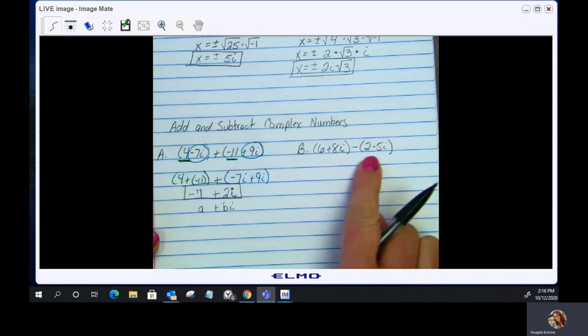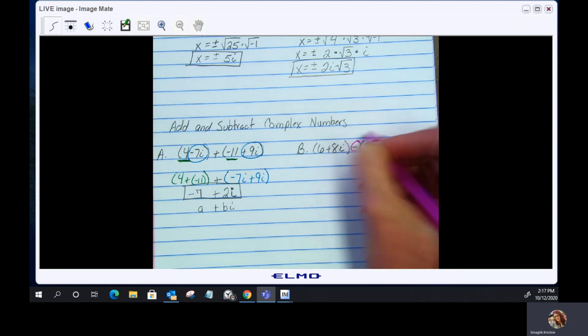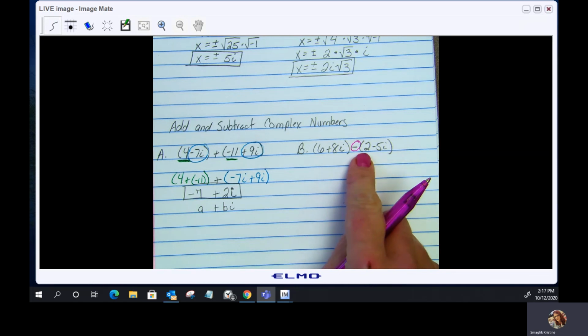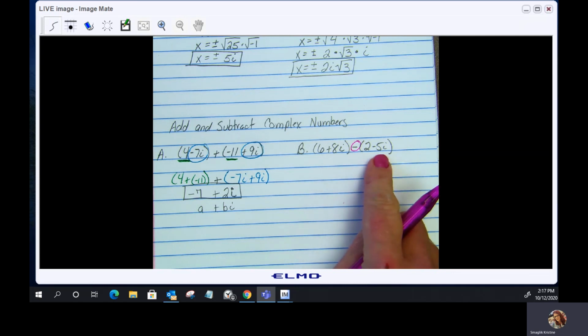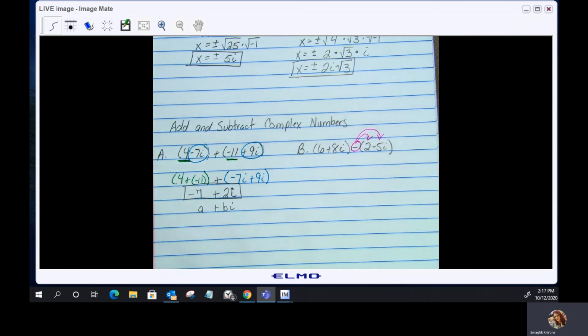And let's look at the next one. Now this one you really have to be careful when you have subtraction. If you just go ahead and drop the parentheses, you'd be subtracting the 2, but you wouldn't be subtracting the negative 5i. So it's always good to distribute that negative first.